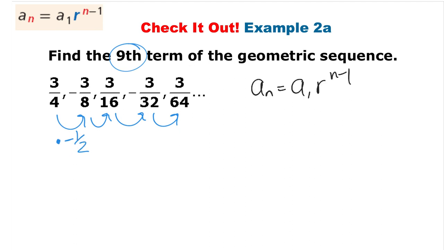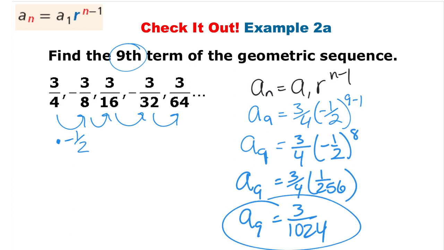And now I'm going to fill in my formula. I'm looking for a sub 9. My first term was 3/4. My common ratio was -1/2. And then I'll put in 9 for n in the exponent. And now I'm just going to simplify and evaluate to figure out what that 9th term is. And after working this one out and simplifying, you get the 9th term to be 3/1024. And it's a really icky decimal, so just leave it as a fraction.